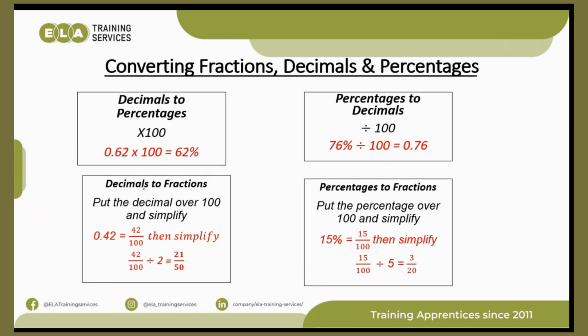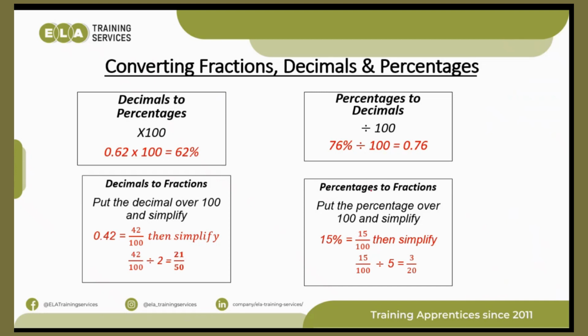Then, when we're moving from decimals to fractions, we put the decimal over 100 and then we simplify. So 0.42 would be equivalent to 42 over 100. We then simplify this by dividing it down so we cannot divide it anymore. So 42 and 100 divided by 2 would then be 21 over 50.